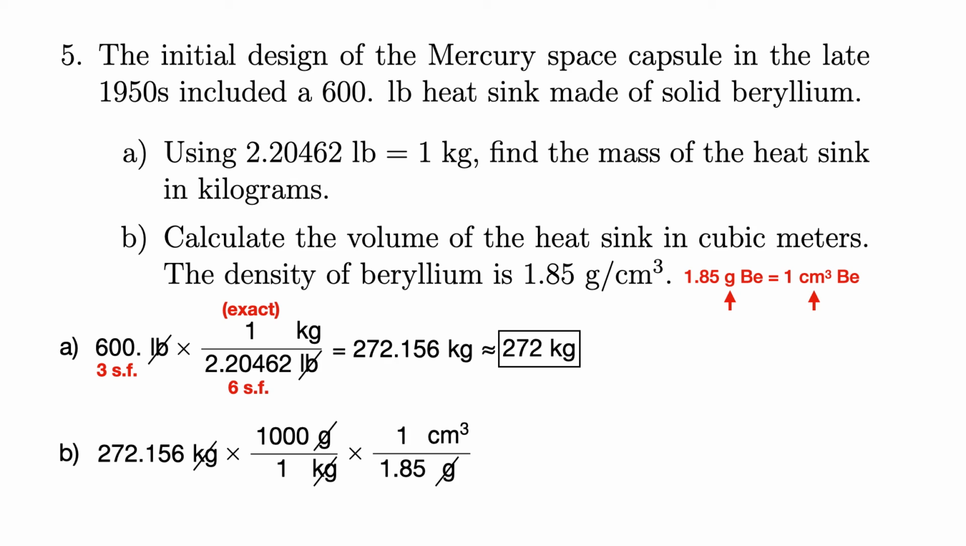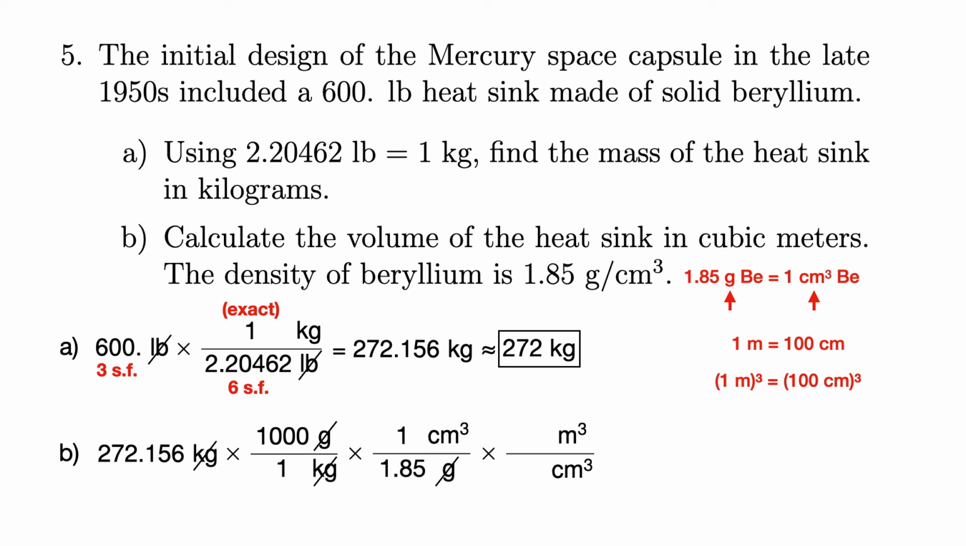And finally, we want to convert from cubic centimeters to cubic meters. And we need to be a little careful here. We know that there are 100 centimeters in a meter, but here we're dealing with cubic centimeters and cubic meters. And so the relationship there is not simply 100 to 1. 1 meter is equal to 100 centimeters. And if you cube both sides of this relationship, 1 meter being cubed is equal to 100 centimeters being cubed, because 1 meter is 100 centimeters.